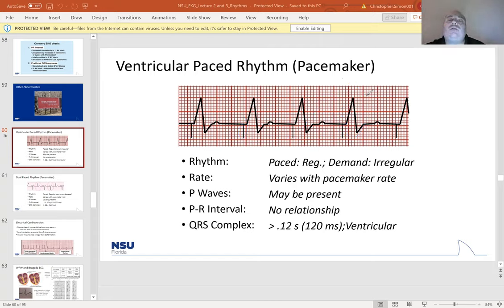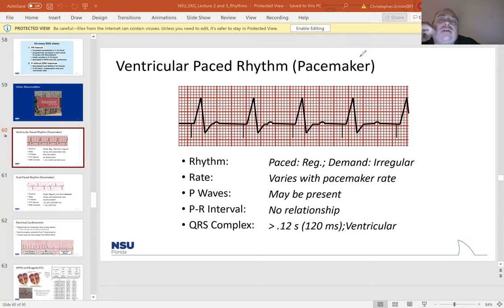So when you see pacer spikes on an EKG, remember, a pacer spike is going to cause the ventricles to contract. Because the ventricles are not contracting through the normal conduction system, it's going to be a wide complex. So when you see paced rhythms, generally they're going to be wide complex, okay?